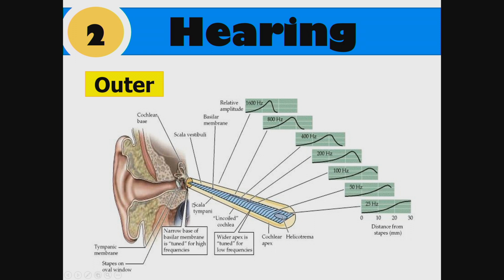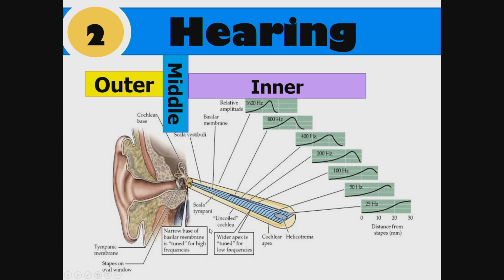Remember, the ear has three parts: the outer ear, everything up to and including the tympanum; the middle ear, which are the ossicles and Eustachian tube; and then the inner ear. Interesting fact, at the base of the cochlea, it is narrower and tuned for high frequency sounds or high pitched sounds, and then at its apex, it is wider and tuned for low frequencies.